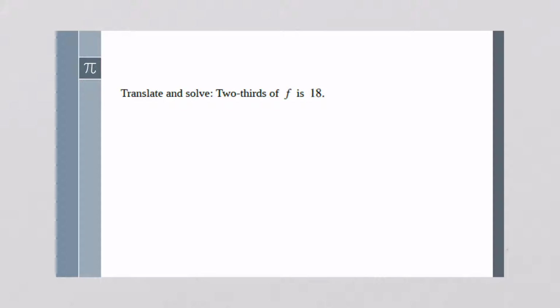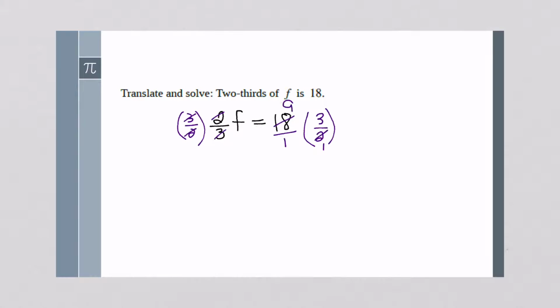All right, we're going to translate this one too. 2/3 of F. 2/3 is written like that. Of means multiply, so I can just put that F right there next to it. Is means equals 18. And just like we did earlier, I'm going to multiply by the reciprocal of that fraction, because then the 3's will cancel, the 2's will cancel, but remember what you do to one side, you have to do the same thing to the other side. And remember that 18 is over 1. So I can reduce the 2 and the 18, and I've got that F is equal to 27.